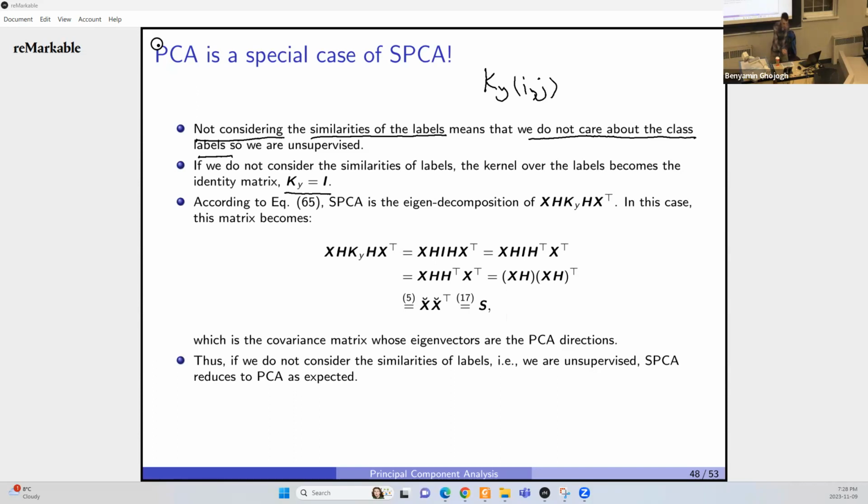Now, when KY equals identity matrix, it means that I don't care about the similarities of all points, and only every point is similar to itself, its label, right? Agree? Because it's a diagonal matrix with diagonal 1, right? So if we do that, do you remember what was the solution of that new algorithm? Eigenvectors of this quantity. Now set KY to identity, as I said.